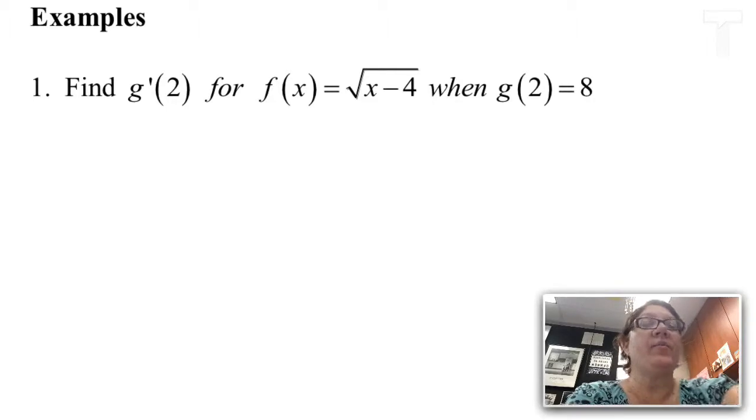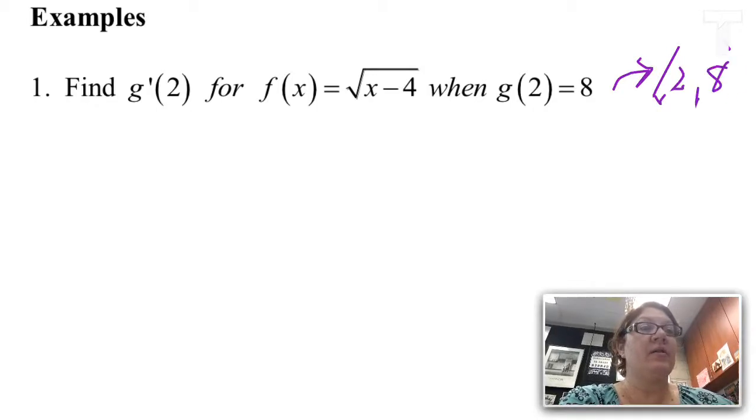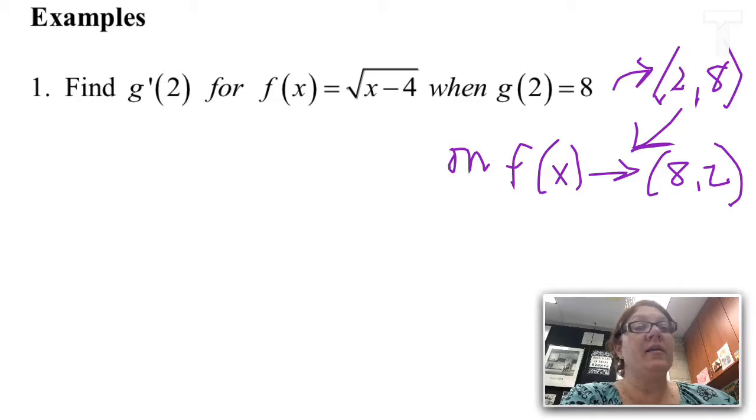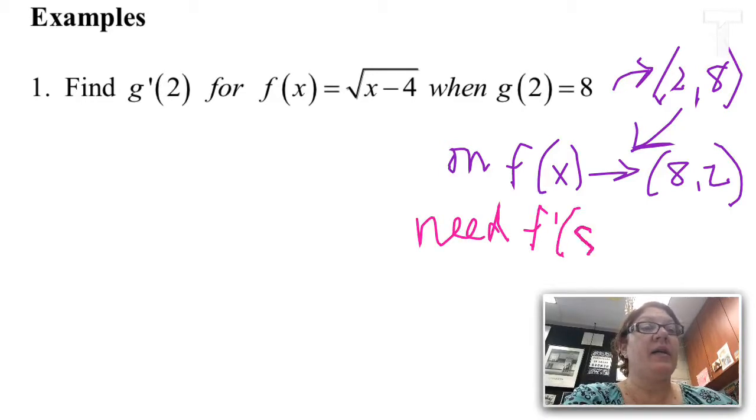So we want the slope at 2, and we know the point on g is 2 comma 8. So that immediately tells us that on f, it's the point 8 comma 2. So we need the slope at 8, because that is my x value.